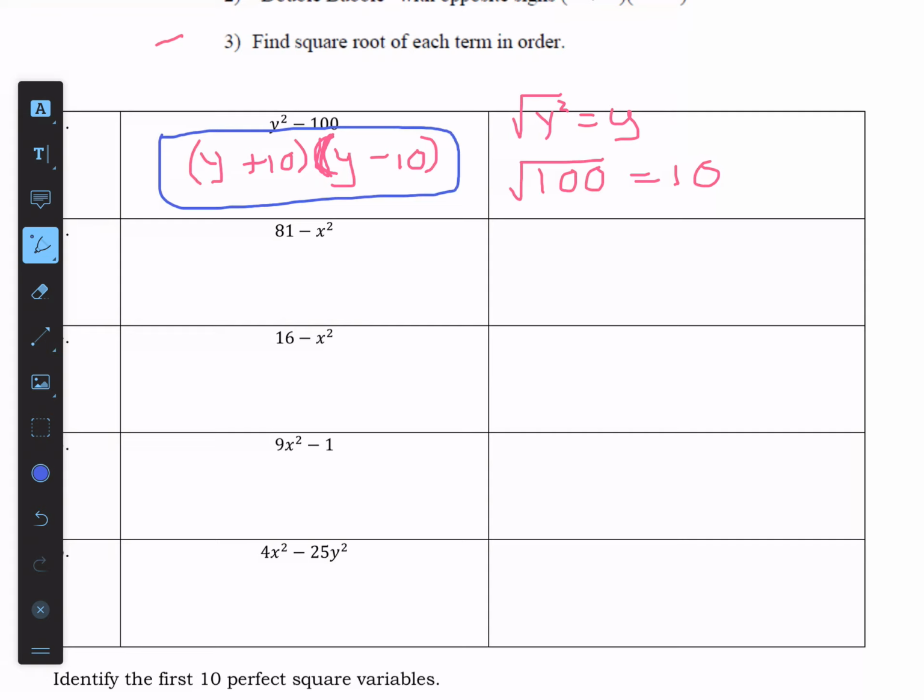1 plus and 1 minus. This is a parentheses, okay? So this guy right here, this is your answer, okay? All right, good. Let's go to the next one.